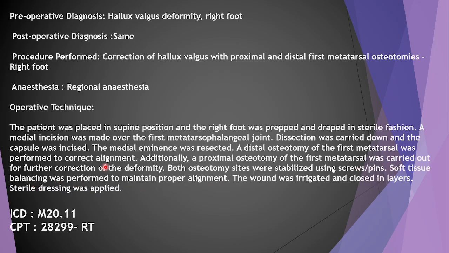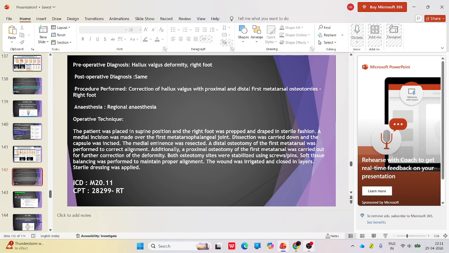So the first key point is the medial incision over the first metatarsal, and the distal osteotomy of the first metatarsal performed. Additionally, a proximal osteotomy of the first metatarsal was also performed, and both osteotomies were stabilized using screws and pins. Soft tissue balancing was performed to maintain the proper alignment. The wound was irrigated and closed in layers, and dressing was applied. So we'll see the navigation of the double osteotomy. Okay.